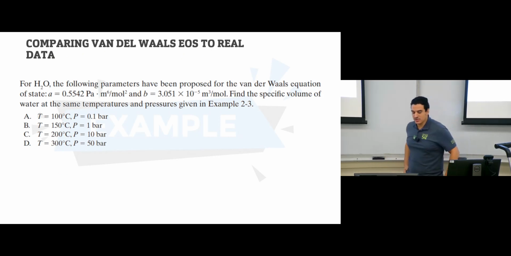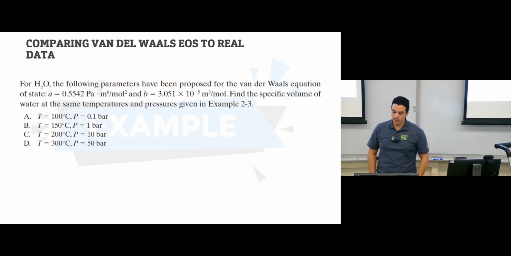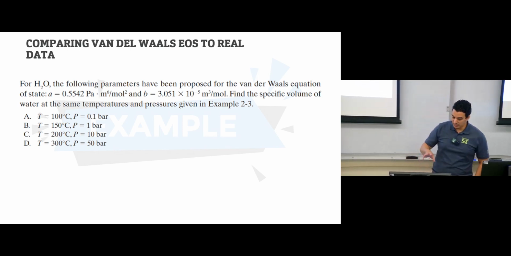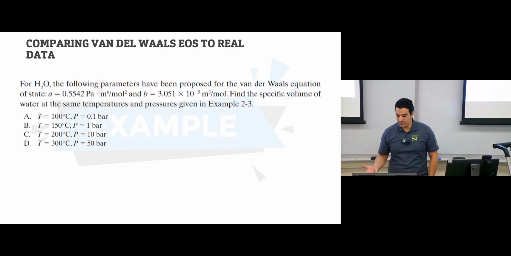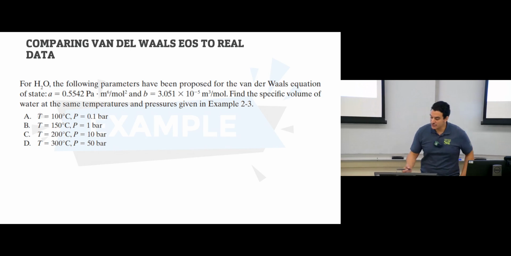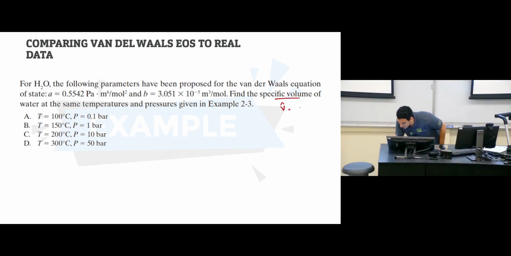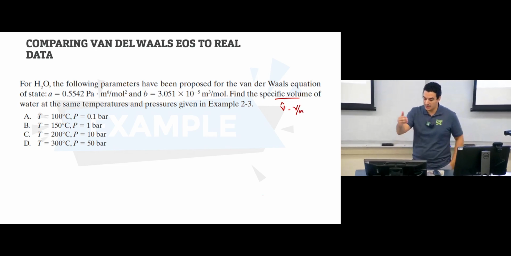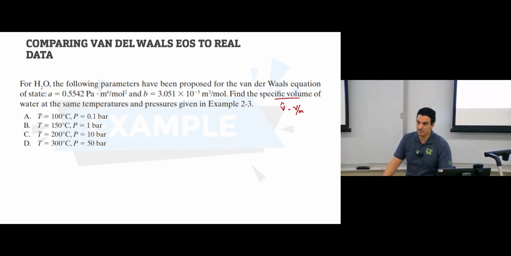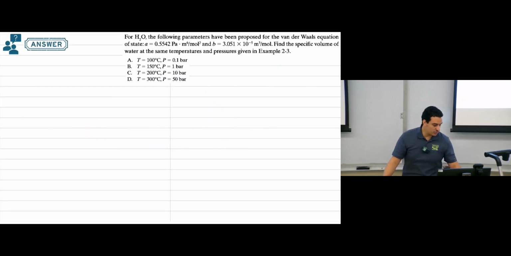This example says we have H2O. The following parameters have been proposed for the van der Waals equation of state. We have the value of A given, and we have the value of B given. Find the specific volume. Again, specific volume is volume divided by mass. Find the specific volume at the temperatures and the pressures we have in this example. Okay, so how can we solve this problem?